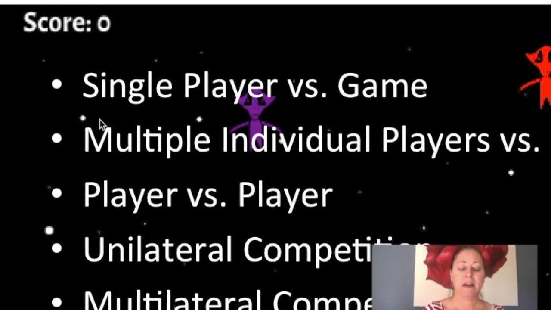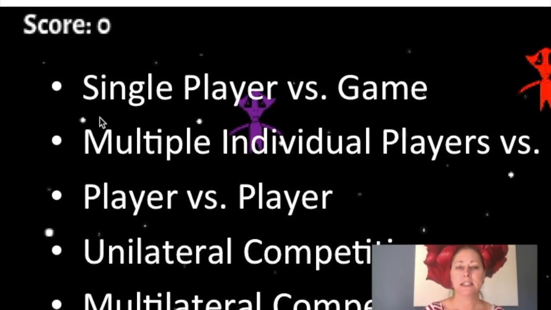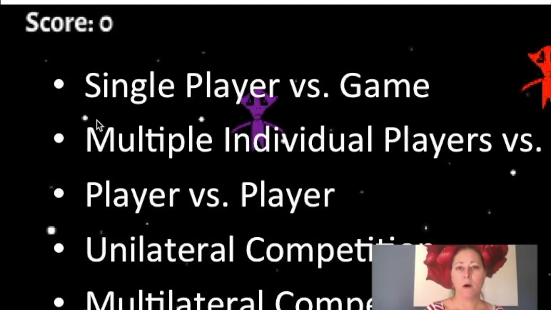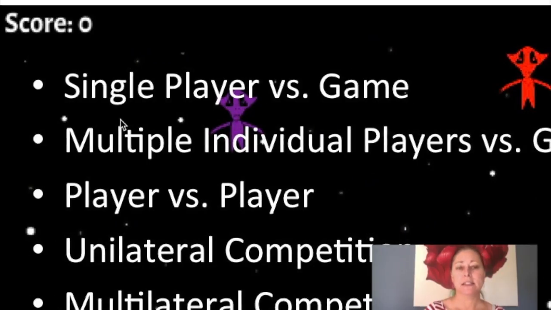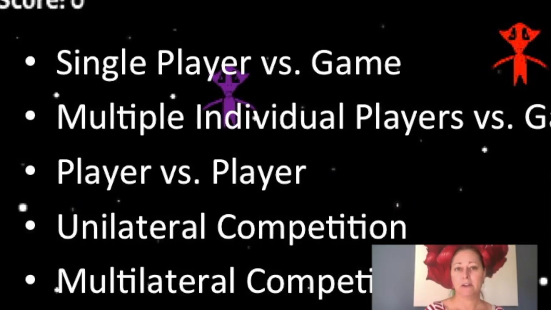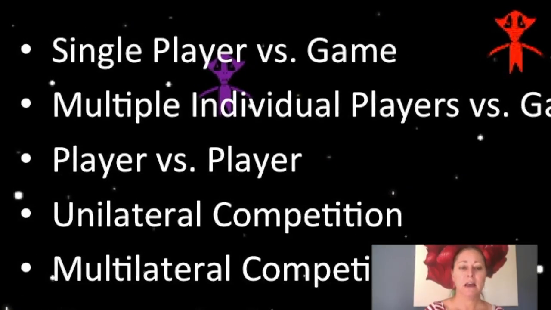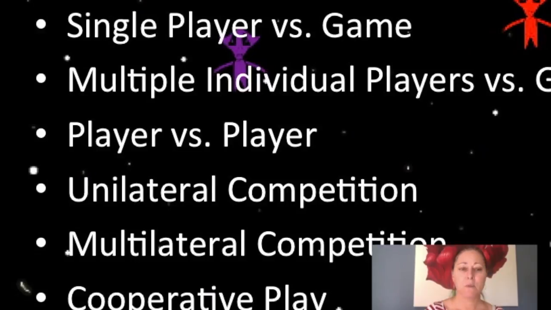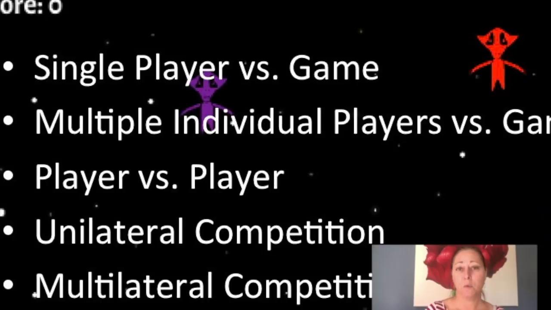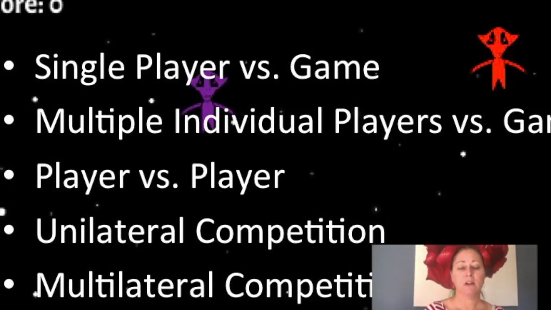So player interaction patterns. These are just examples of several patterns that you might see in games that you can play, and you can decide as you're creating your game what you want to include. Single player versus game, a game like Solitaire is a great example of that. Multiple individual players, so many players playing the same game individually. Player versus player, playing against someone. Unilateral competition, where many people are playing against one opponent. And multilateral competition, where many people are playing against each other.